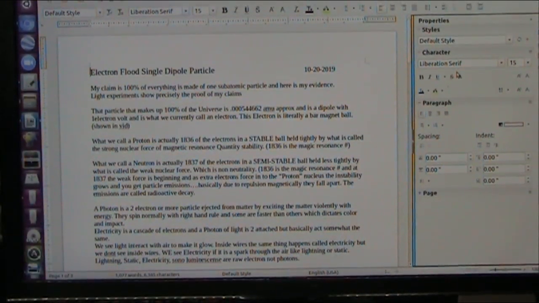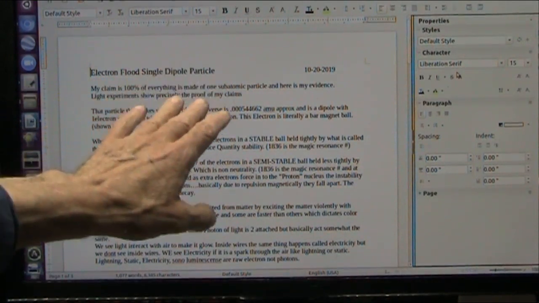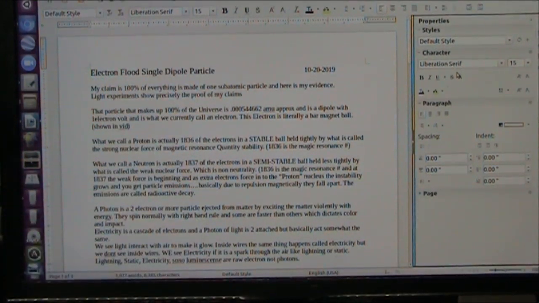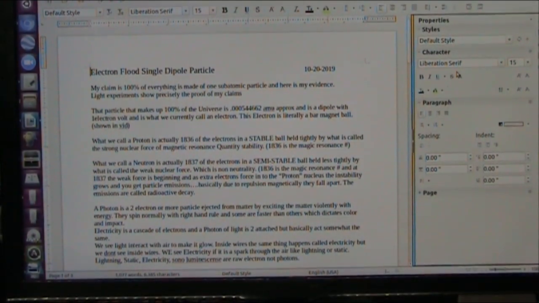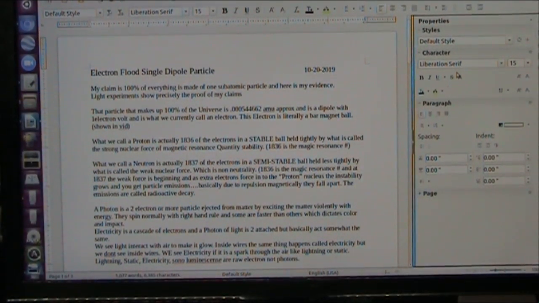Okay, it's Roger, Mudfossil University, and it's going to be electron flood single dipole particle theory. That means there's no protons, there's no neutrons, none of that stuff. Every single thing there is literally the smallest particle that we know of, which is the electron.